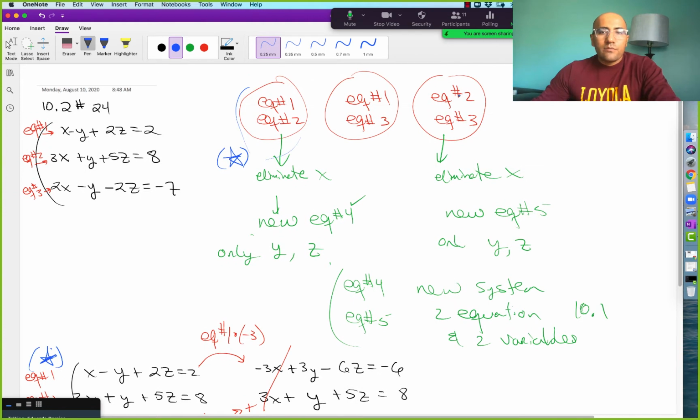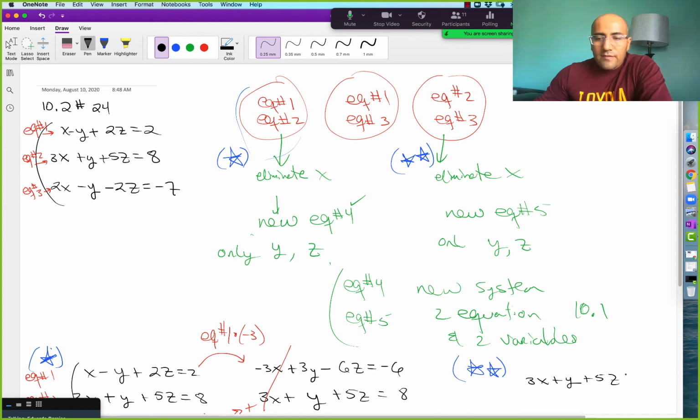Now I want to come back over here and do this work. I want to take equation number 2 and equation number 3, and I want to eliminate the x again. So let's do that as a double star. Double star is going to be over here. Let me copy that over. I want equation 2 and equation 3, that'll be 3x plus y plus 5z equals 8, and 2x minus y minus 2z equals negative 7.